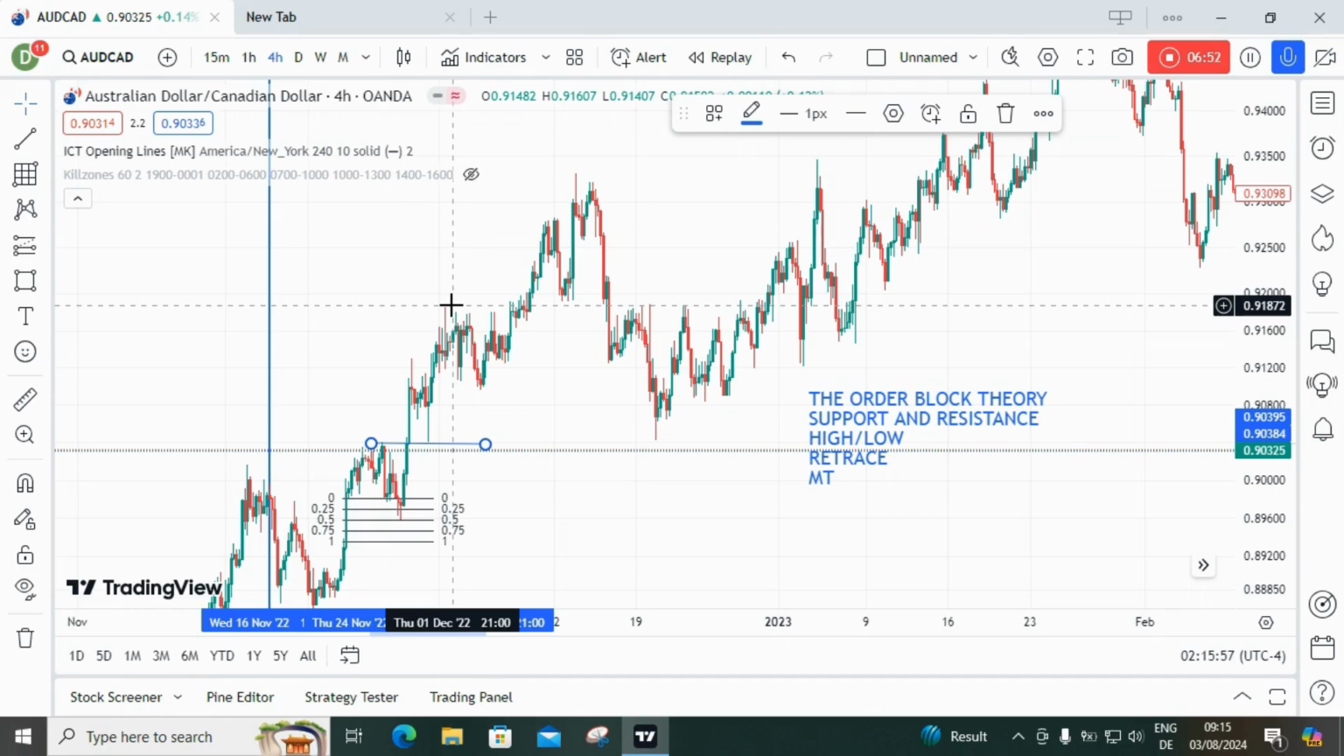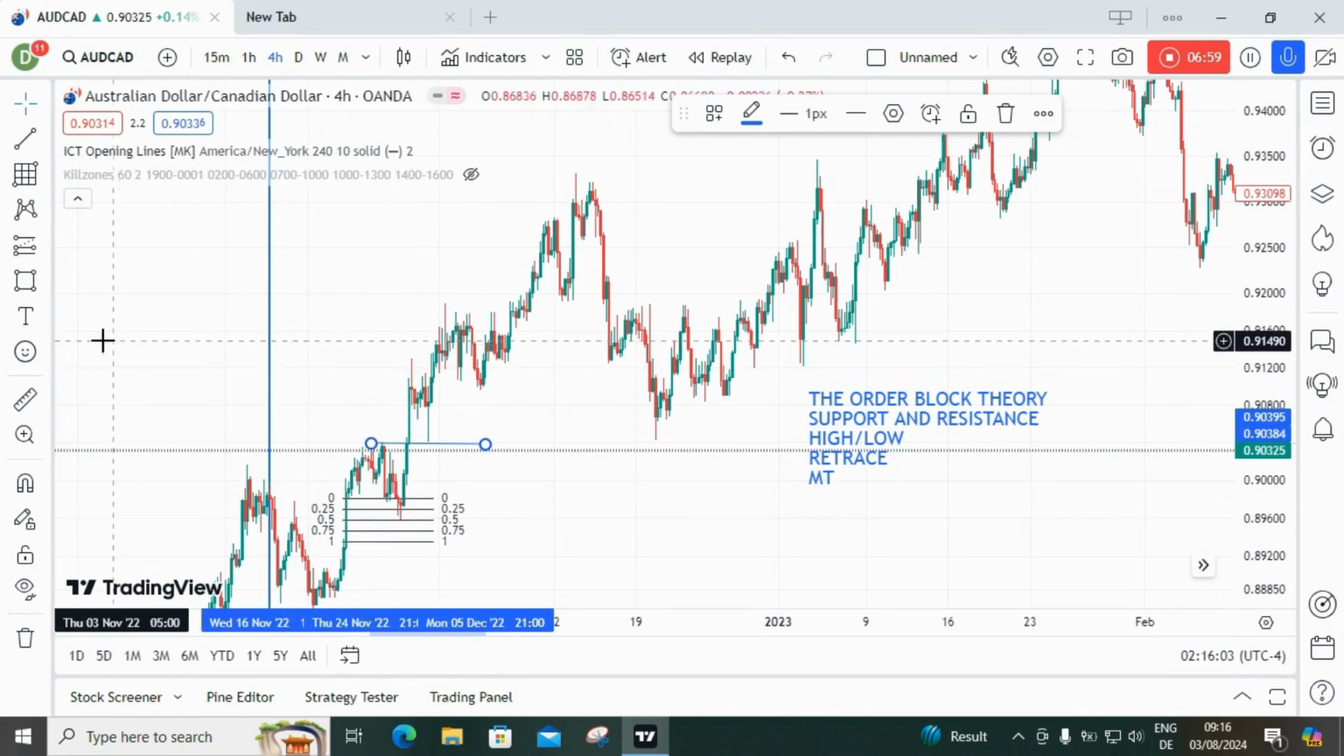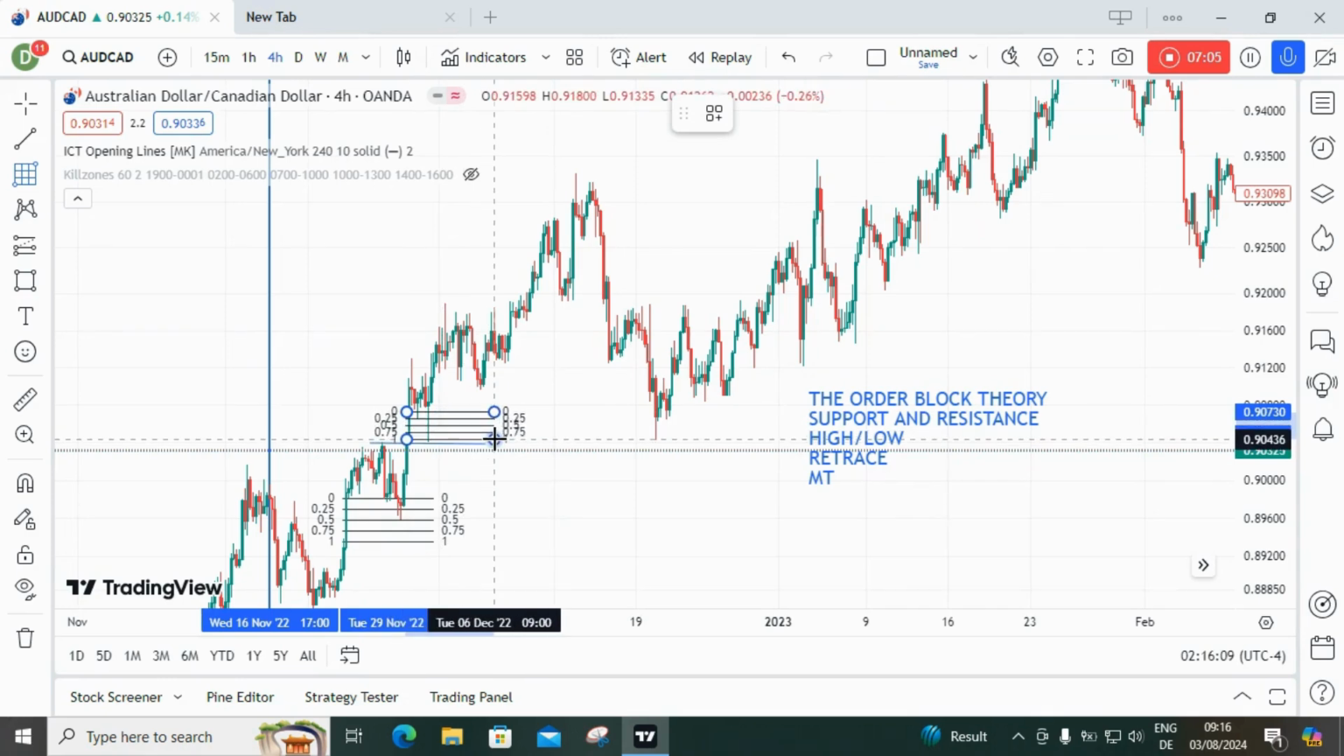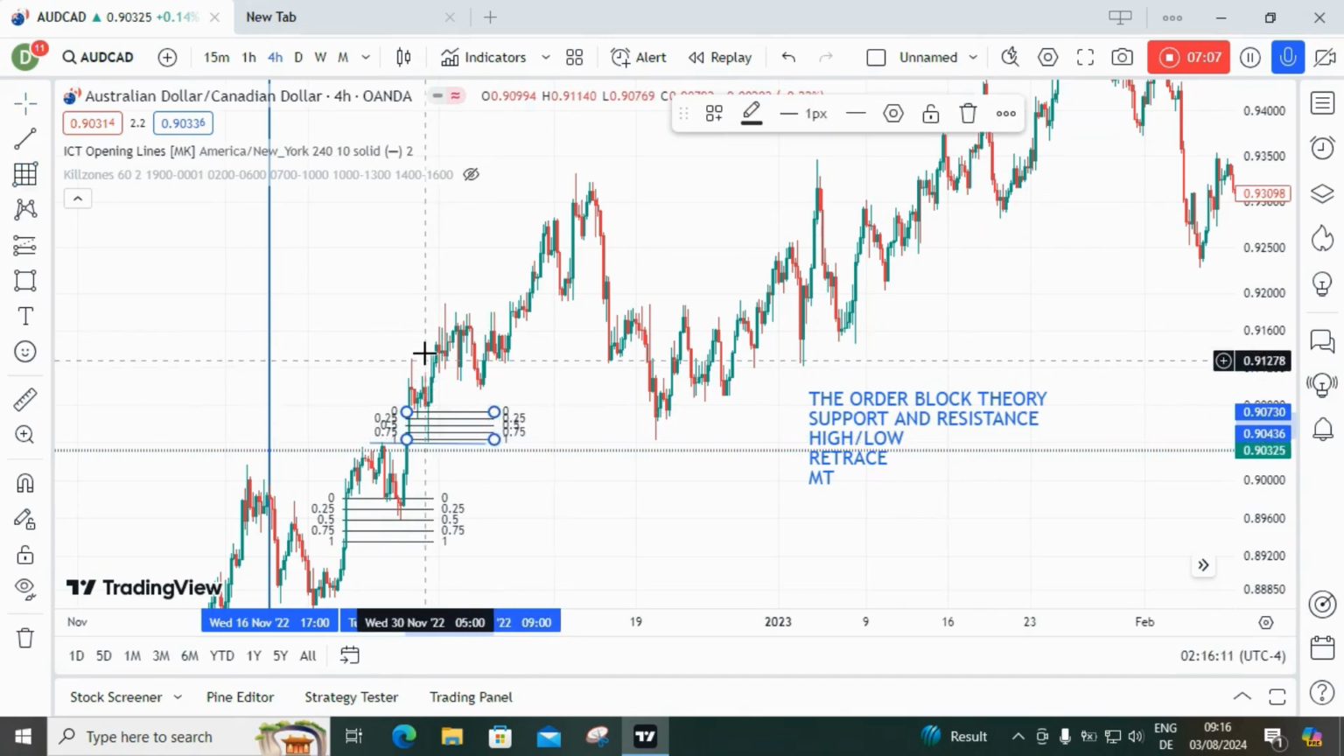So on seeing that, what happens again? When price left here, what did it create again? It created another fair value gap. And what did we say? This fair value gap will act as support. So price left another support area.